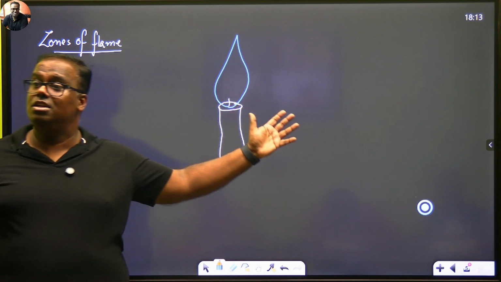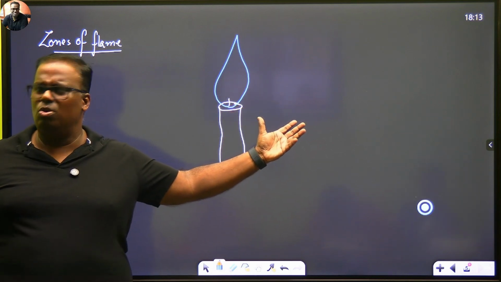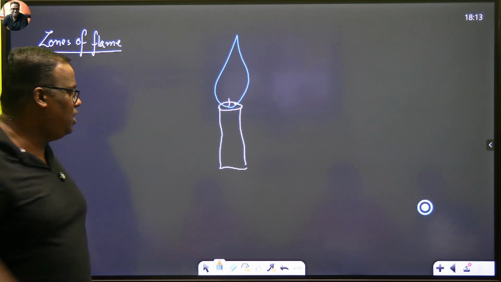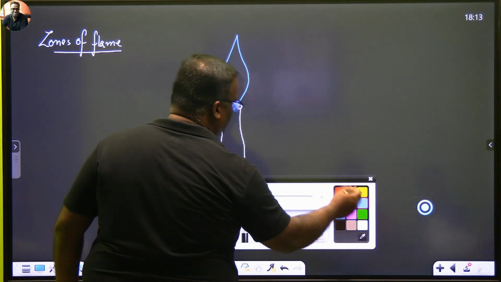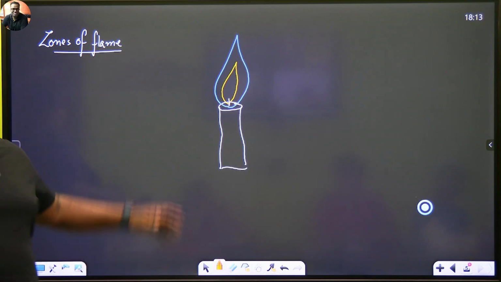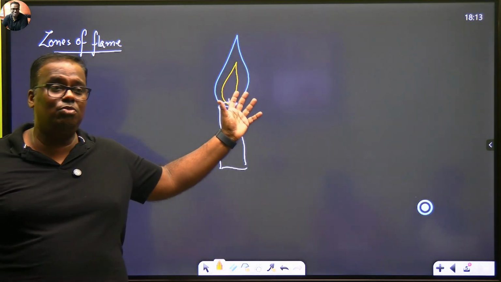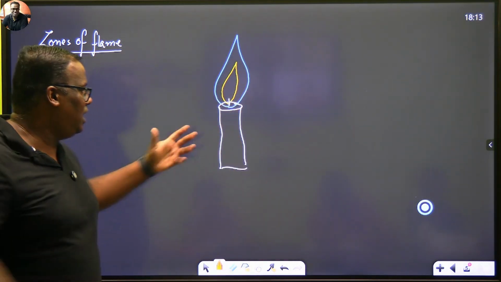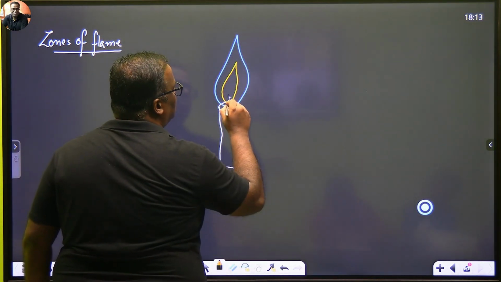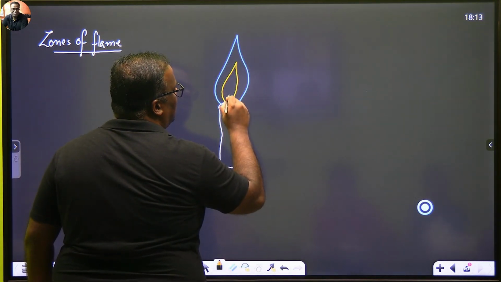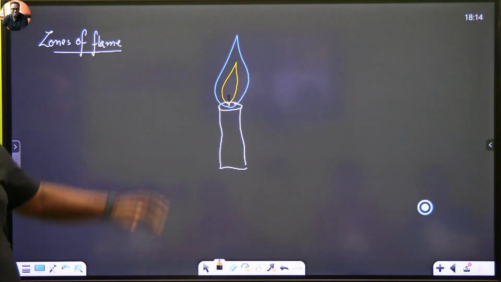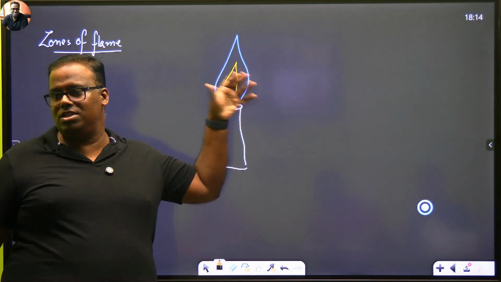Blue means complete combustion. So what about the temperature? Should be hot. Inside the blue zone, what will we get? We'll get a yellow zone. What is happening? Medium combustion is taking place. Temperature will be moderate. And absolutely at the center, what we will get is unburned carbon particles. Black zone. The wick. So let's see how many zones the flame has. The flame has 3 zones.